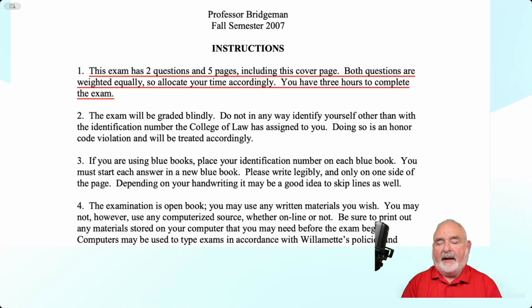Now here we know that the exam has 2 questions and 5 pages. Both questions are weighted equally, so 50% of your grade is going to be based on each of these 2 questions. You have to allocate your time accordingly. You get 3 hours to complete the exam, which means basically you have an hour and a half to do each of the 2 hypotheticals. You have to budget enough time to finish both questions. The rest of this we're not going to go into because it's peculiar to that law school, but you do want to make sure you understand the rules, particularly about blind grading and that sort of thing.